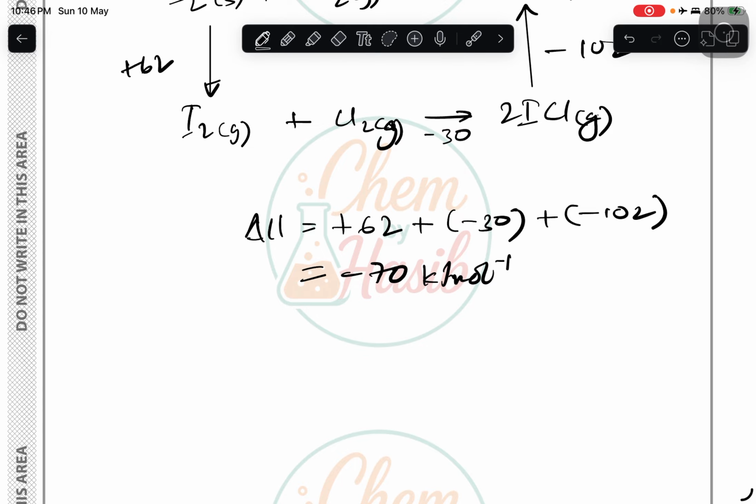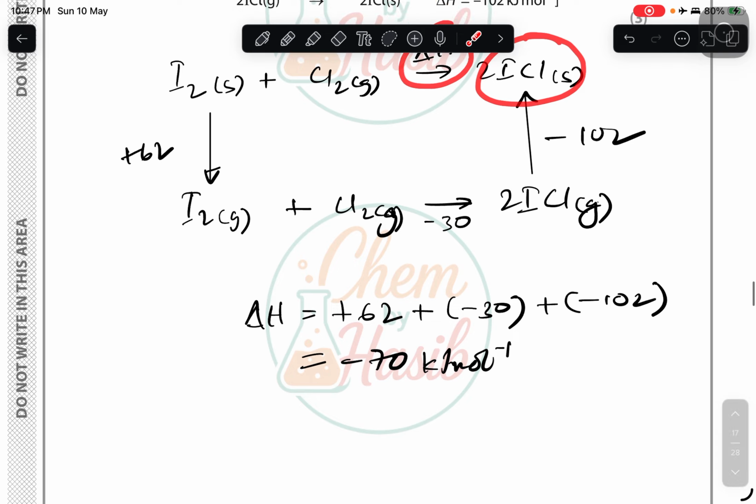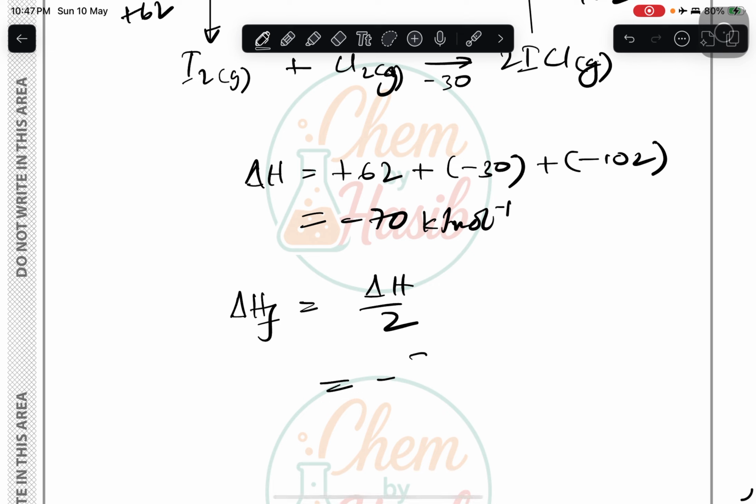So del H is found to be minus 70. Now this del H value is for the formation of 2 moles of ICl. You need to find the formation enthalpy for 1 mole of ICl. So del HF will be equal to del H divided by 2, because the value del H is for 2 moles of iodine monochloride, and the formation enthalpy is for 1 mole of iodine monochloride. So this would be minus 70 divided by 2. So your final answer will be minus 35 kilojoules per mole. Alright.